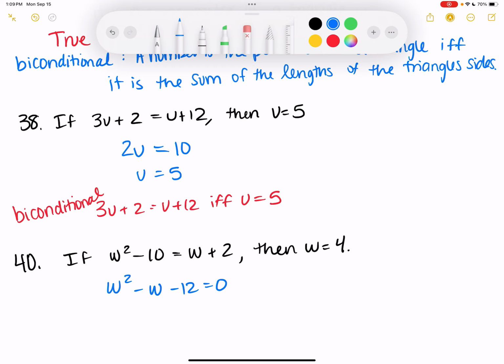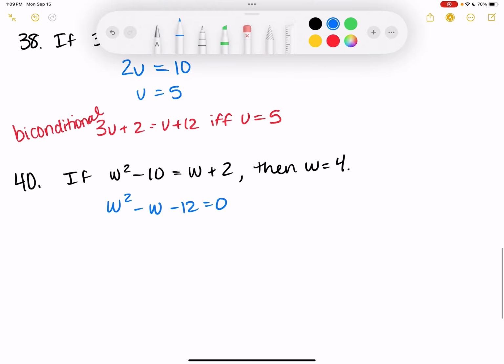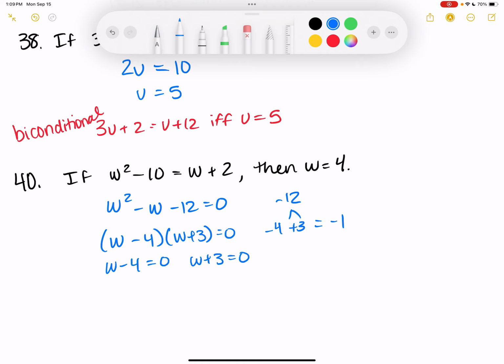Factor, yes! So I need factors of negative 12 that add up to negative 1. What would that be? 4 and negative 3, or negative 4 and positive 3, technically, because we need a negative 1 value. So this factors into w minus 4 and w plus 3. We set each piece equal to 0 and solve, so w minus 4 equals 0, w plus 3 equals 0. So w equals 4, or w equals negative 3.